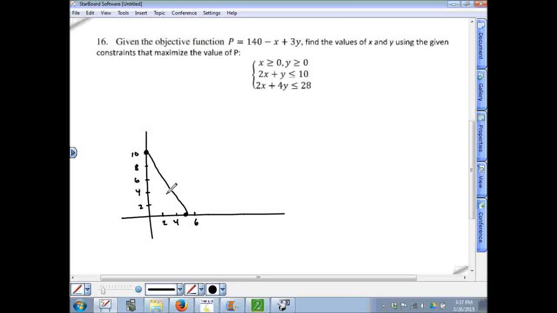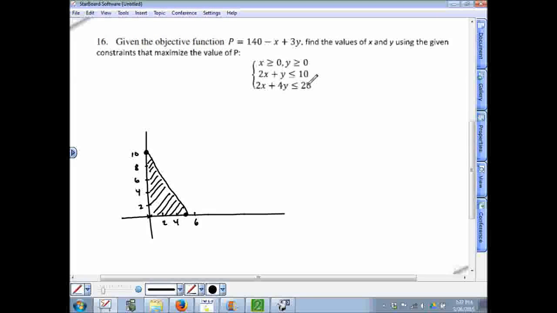And then to figure out where to shade, you would use a test point. I'm going to choose a test point of 0, 0, the origin. If you plug in a 0 for x, that turns into 0. A 0 for y turns that into 0. And you have the statement 0 is less than or equal to 10, which is true. So shade underneath that line towards the test point.